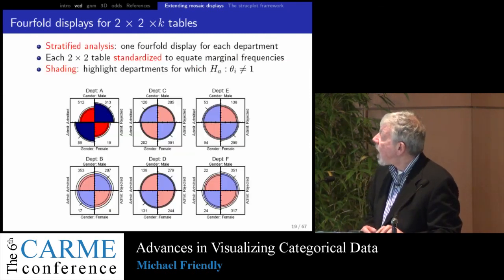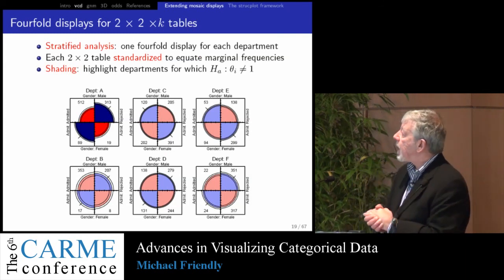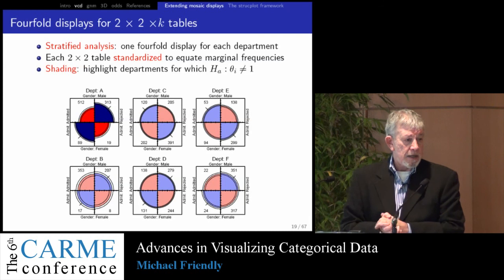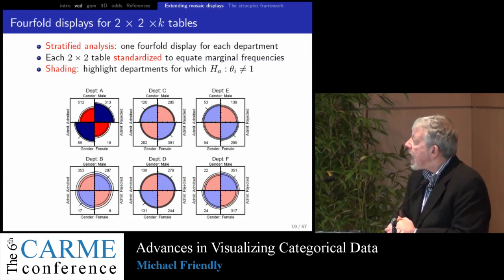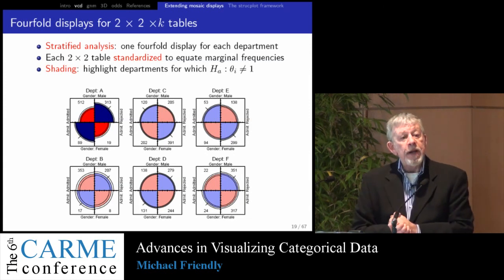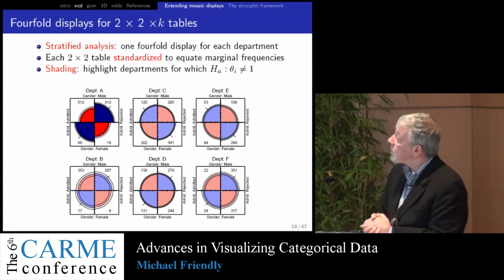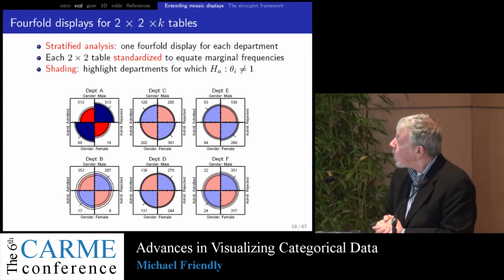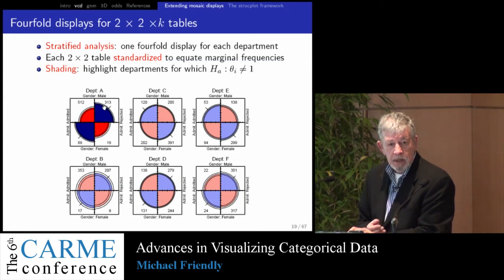And of course, we could have higher weight tables, so I'll call these stratified tables, but this is really a three-way table. The original data, admission by gender, by department. And now you see that I've used shading to indicate which of those 6 panels has an odds ratio significantly different from 1. And it turns out only in department A, where in fact the pattern of association is that females in this department are more likely to be admitted.